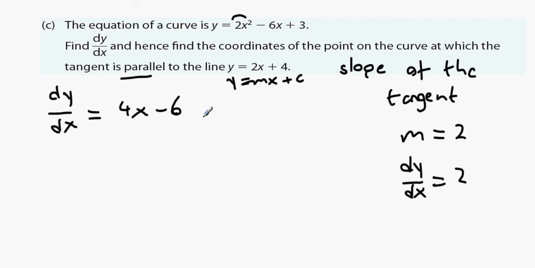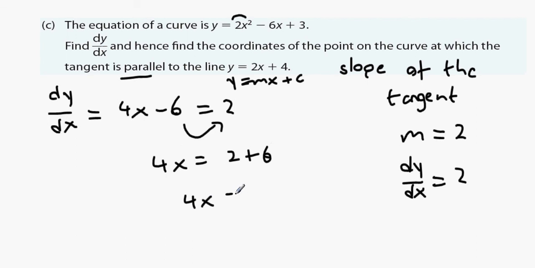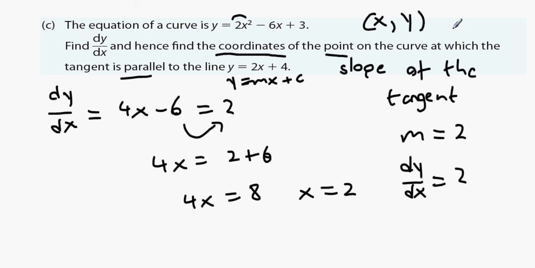So 4x minus 6 is equal to 2. Bring over the minus 6, and we get 4x is equal to 2 plus 6. 4x is equal to 8. x equals 2. Now, it's not enough just to find the x value. If you read the language of the question, it says coordinates of the point. That means you need both an x and a y value. Currently, we know that the x value is 2, but what is the y value?